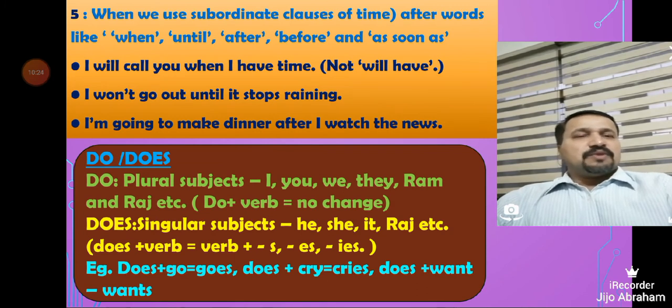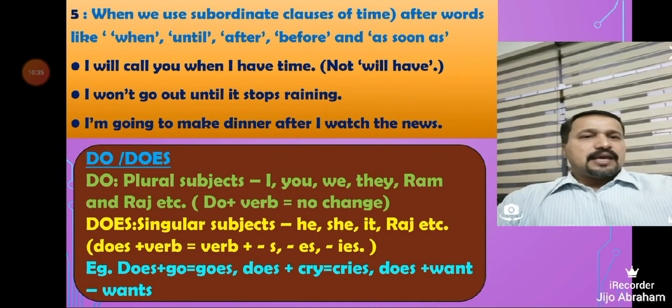Next one, when we take the case of time clauses which start with when, until, after, before, as soon as, they are considered to be time clauses. When a time clause is used, the reason will be stated in simple present tense and the result will be announced in future tense or present continuous tense. For example, I'll call you when I have time. When I have time is stated in simple present tense and I'll call you is stated in simple future.